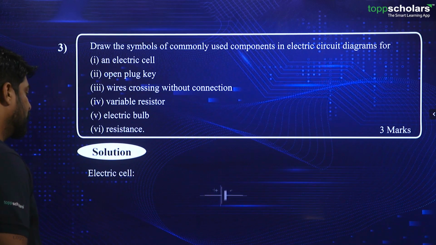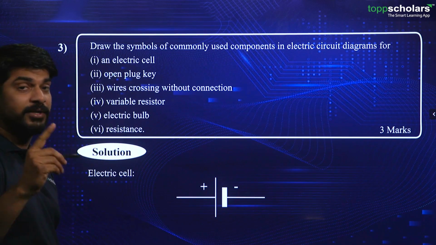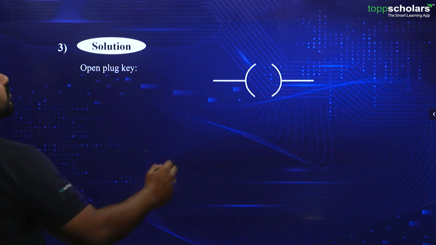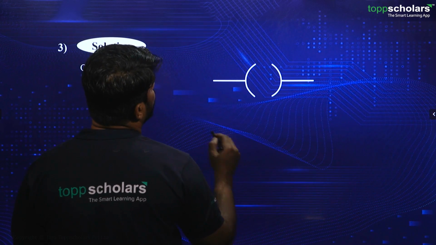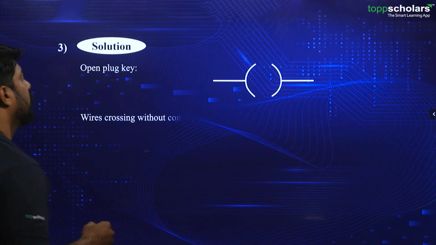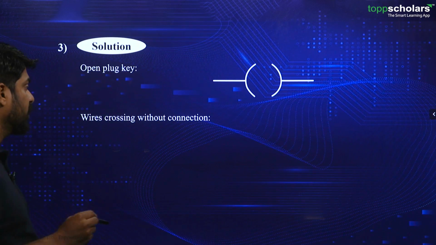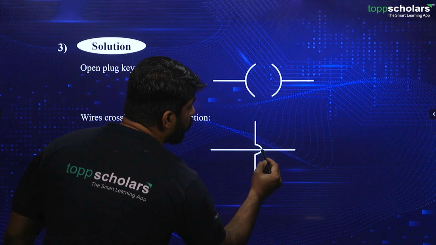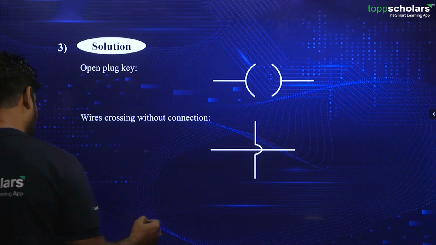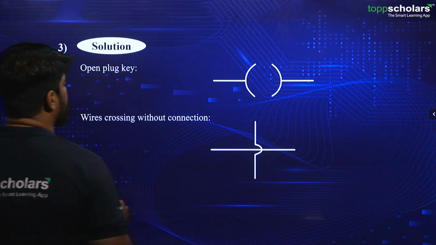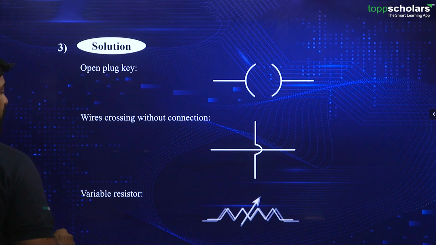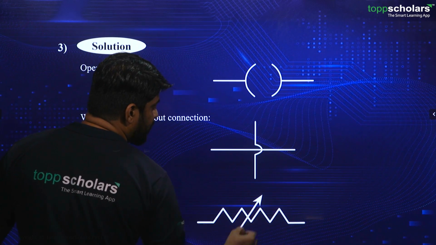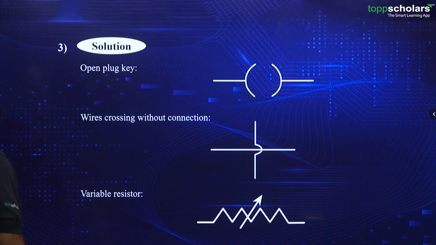First, electric cell. So this is the symbol for the electric cell. Next, open plug key. So this is the open plug key. This is the symbol, and when it is closed, we have to put a dot here. Okay, wires crossing without connection. So this is one wire, this is another wire, it is crossing without connection. So that's why this is the symbol. Okay, variable resistor. So variable resistor is represented by an arrow. This is the normal resistance and this is the variable resistor by putting an arrow.